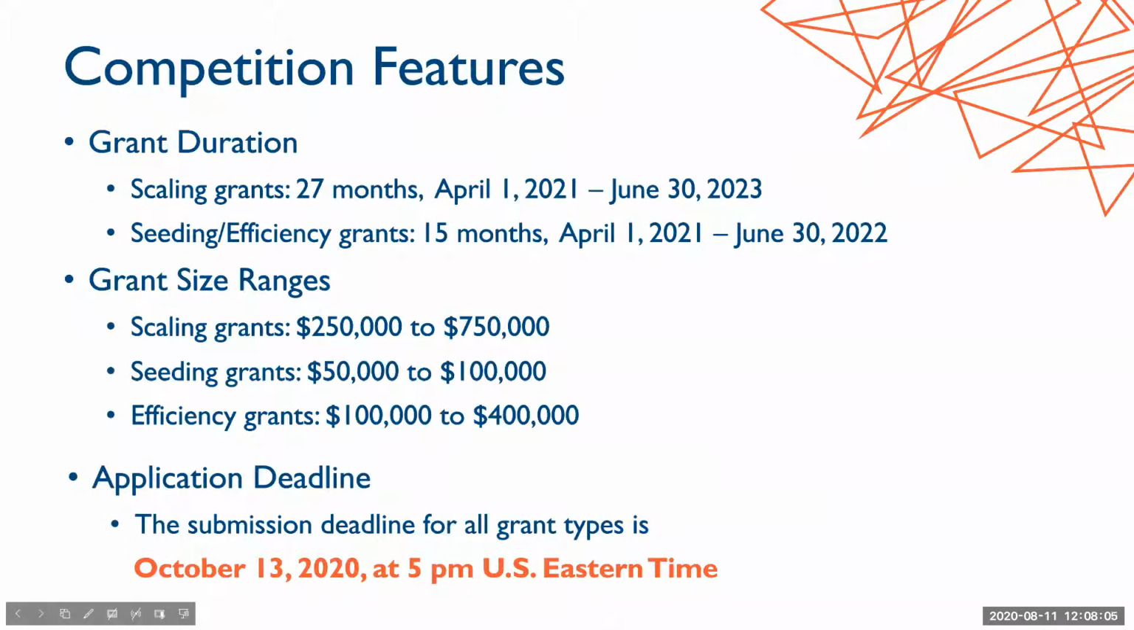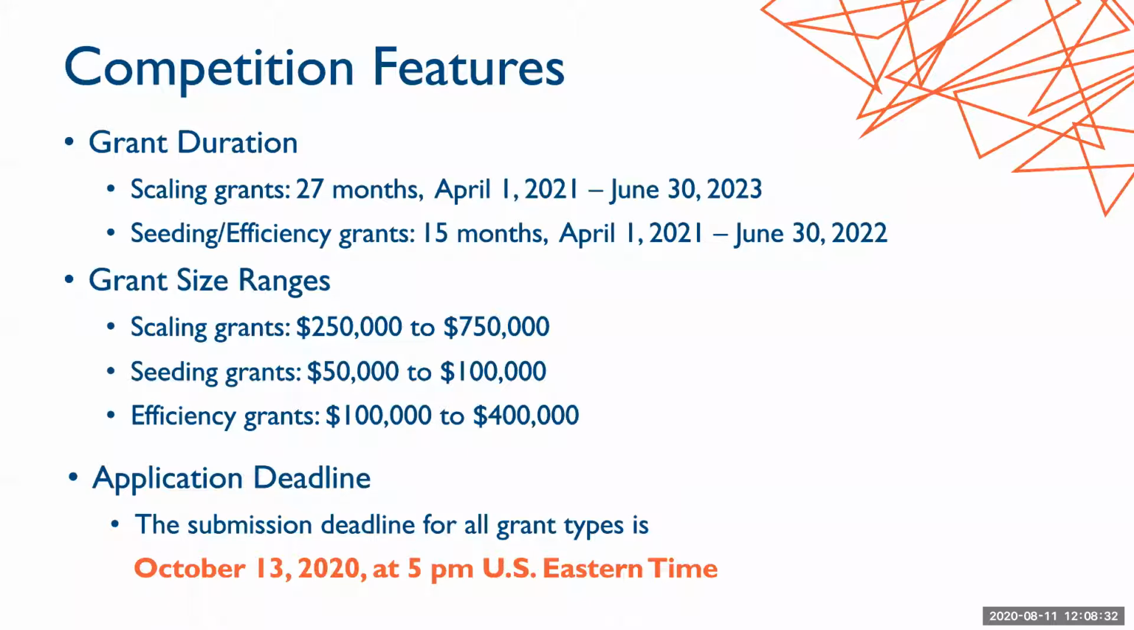Again, let's talk about some of the key features of these different grant types. The grant duration for scaling grants is 27 months, or a little bit over 2 years, running from April 1st, 2021 until June 30th, 2023. Seeding and efficiency grants are a little bit over 1 year, so starting on the same date, April 1st, 2021, and ending 1 year earlier, or June 30th, 2022.